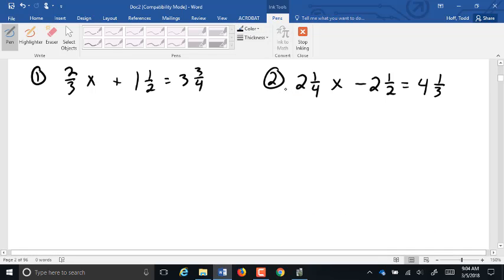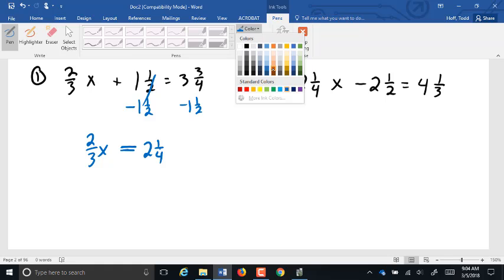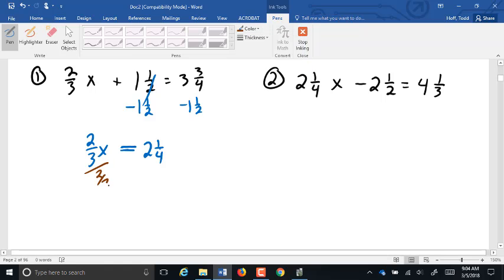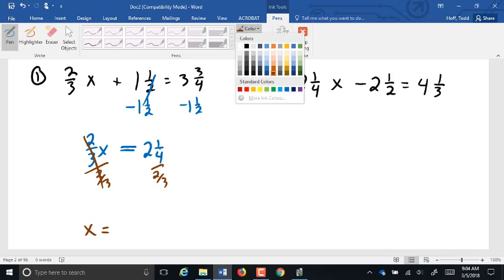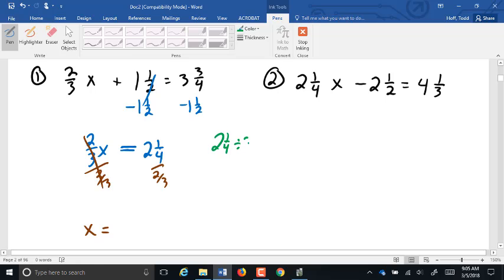So for the first one, where do we start? Subtract 1 1/2. So 2/3 x is all that's left on the left side. If we do out the math, 3 3/4 minus 1 1/2 is 2 1/4, right? So then what? Divide by 2/3. So we're left with x on the left side. We have 2 1/4 divided by 2/3.